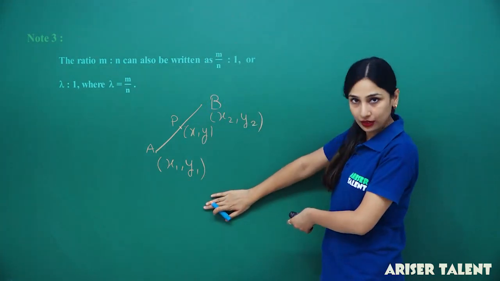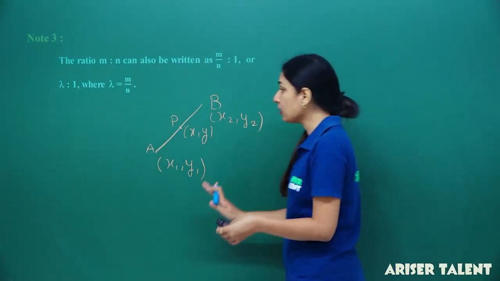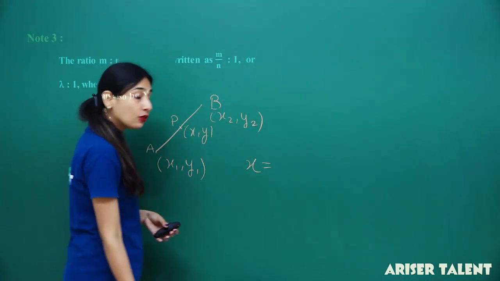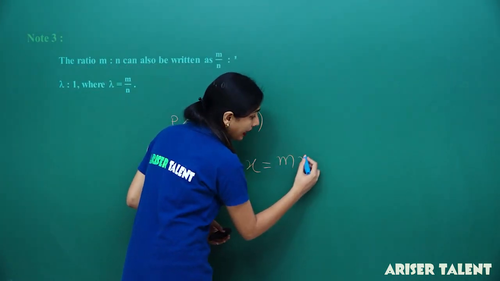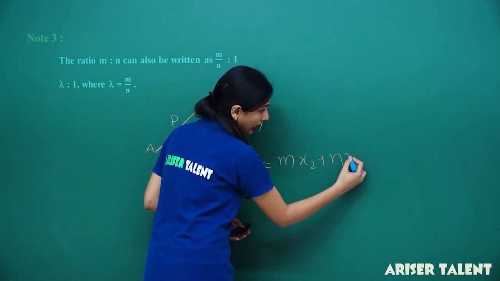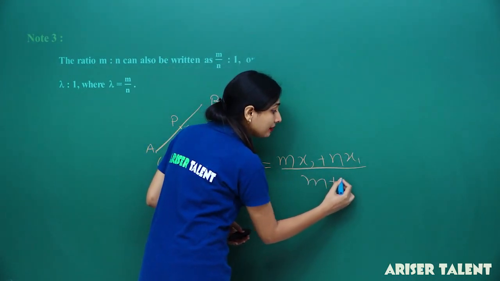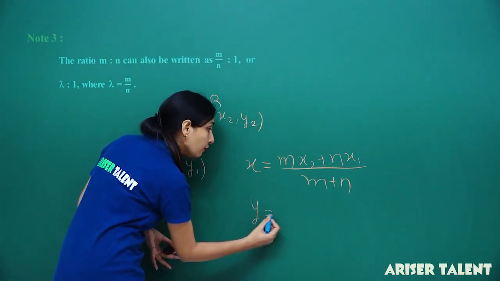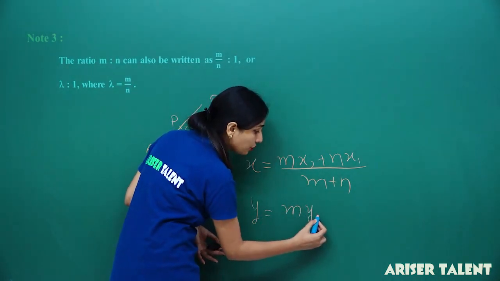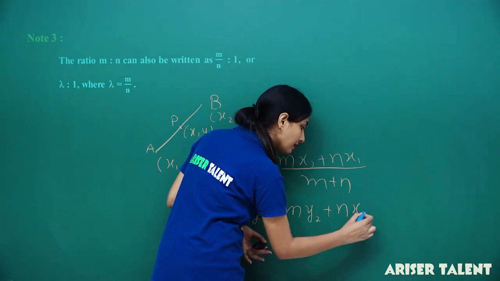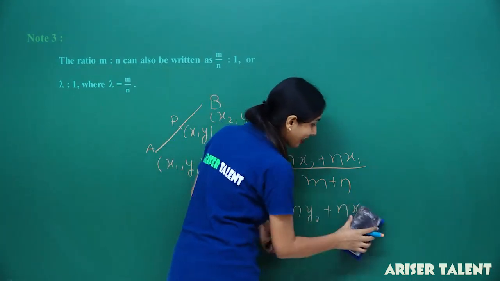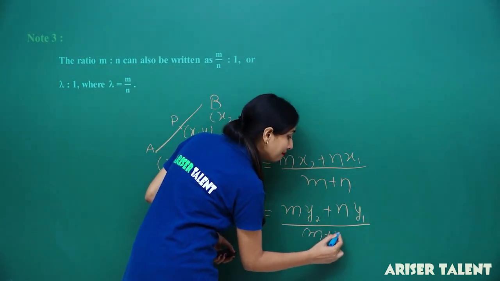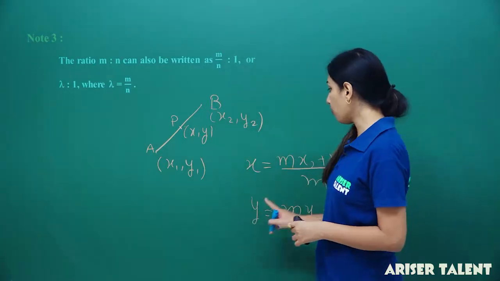So in that particular case we find out that the formula is what? The formula is x equals to (m x2 plus n x1) upon (m plus n), isn't it? Right? Correct me if I am wrong. y will be equals to (m y2 plus n y1) upon (m plus n). So these were two formulas we have found out.